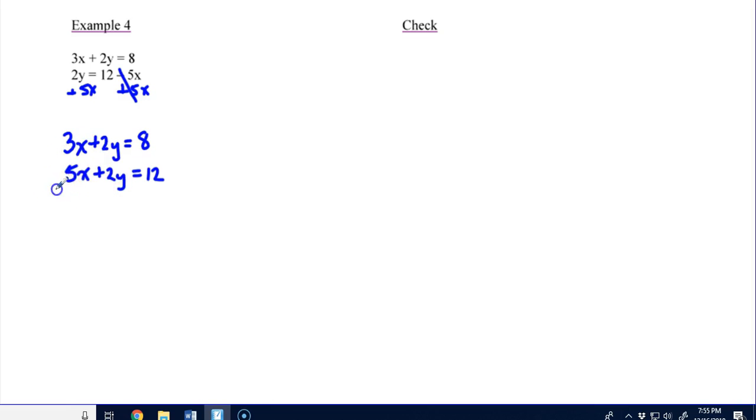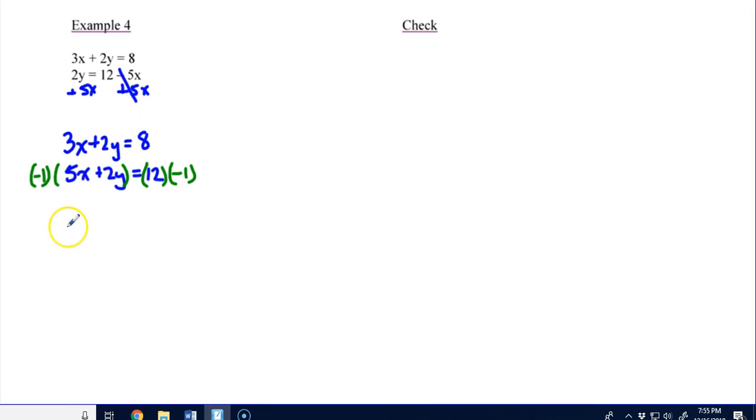Okay, so at this point, I want to have a situation where these are opposite. Now, I can multiply by anything I like, as long as I multiply both sides of an equation. But I think I'm going to multiply the bottom equation by a negative 1, because what I want to have is a situation where these are opposites. The y's are opposite signs.